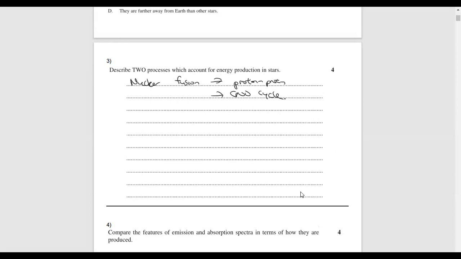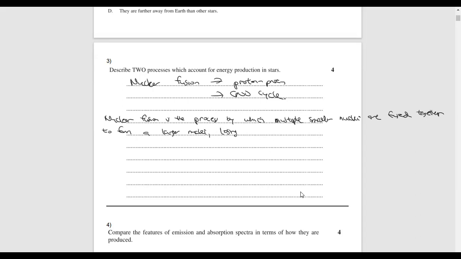So you might say something along the lines of: nuclear fusion is the process by which multiple smaller nuclei are fused together to form a larger nucleus, losing some mass, and hence releasing energy in the process.